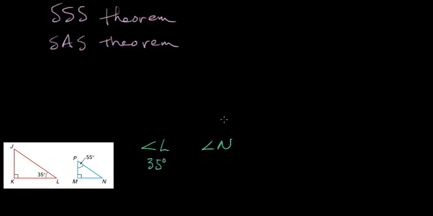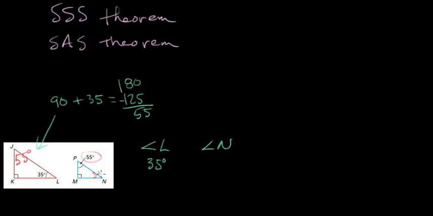So let's take a look. If angle K is 90 degrees, and you've got two angles, 90 plus 35, looking at this one, that equals 125. And of course, if we subtract that from 180, we get 55 degrees. And so this angle is 55 degrees. Angle J is 55 degrees. And of course, if this is 55 degrees, then angle N must be 35 degrees.